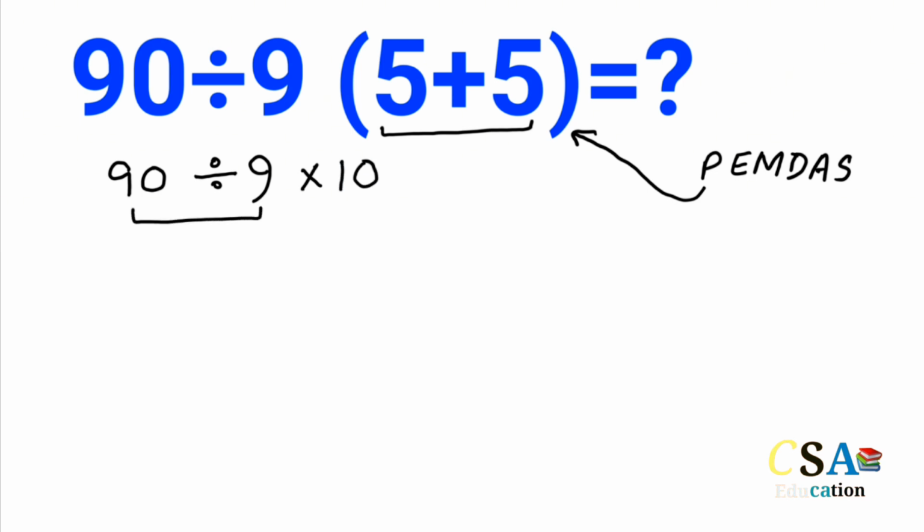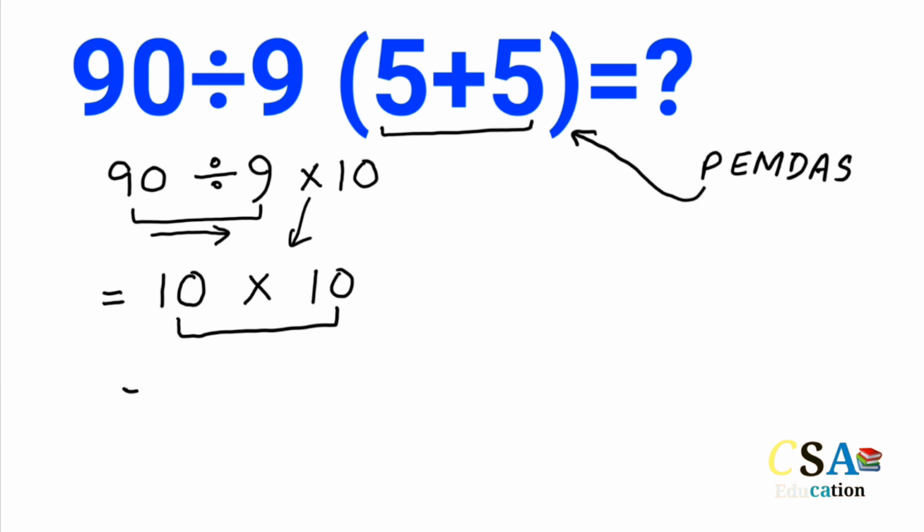Now, according to PEMDAS rule, we have to solve division first, and we have to move from left to right, then multiplication. So 90 divided by 9 is equal to 10 times 10. So 10 times 10 will be equal to 100, which will be our answer.